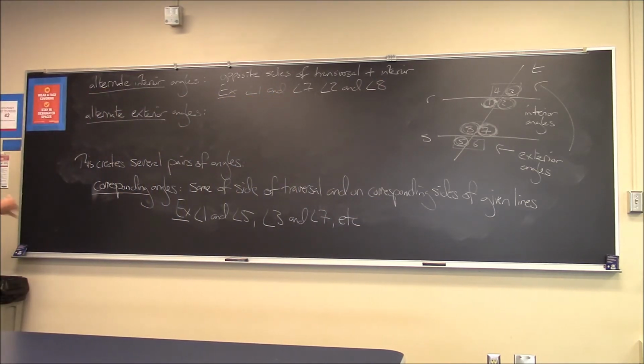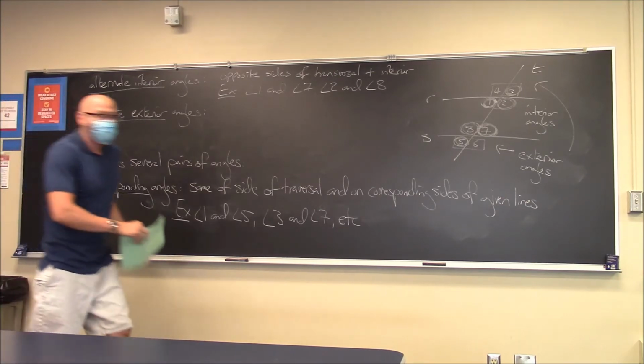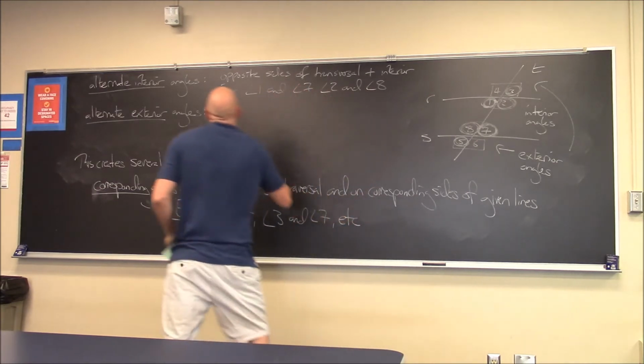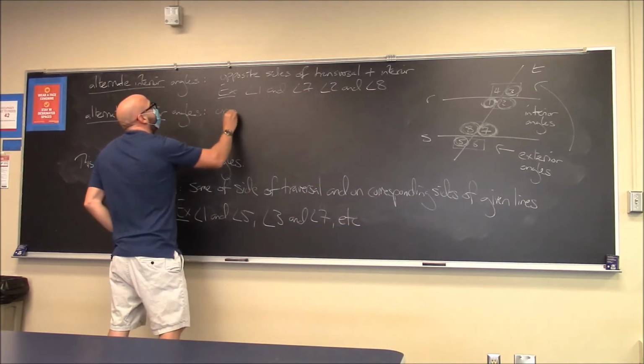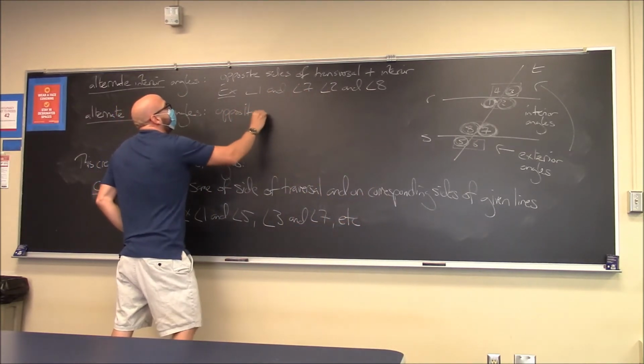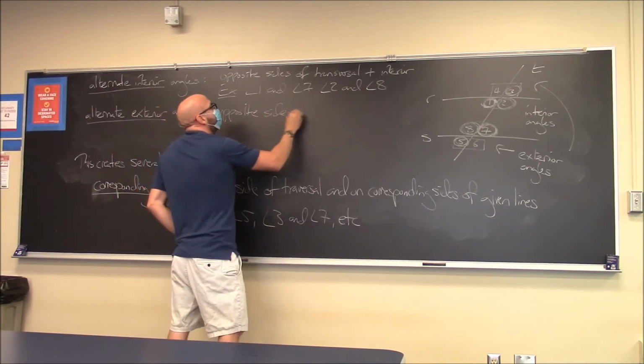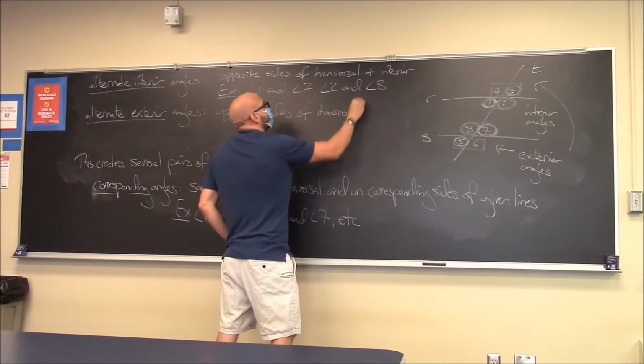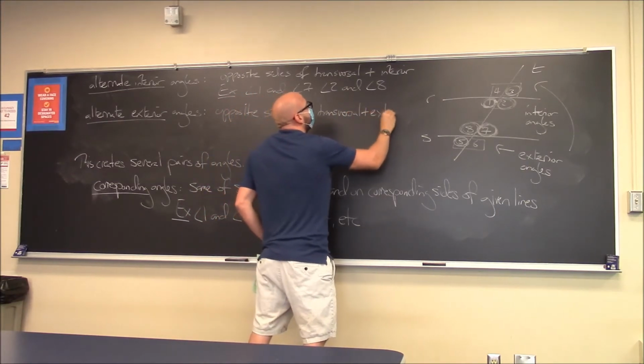All right, meanwhile, alternate exterior angles are the same thing, opposite sides of the transversal, but exterior. So, opposite sides of the transversal, but exterior.